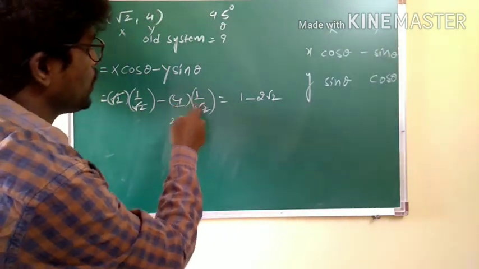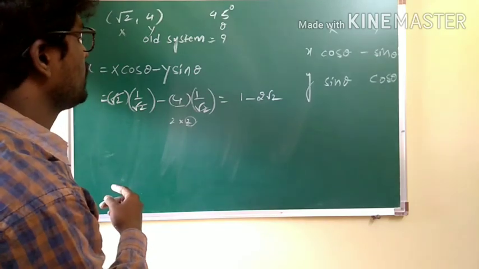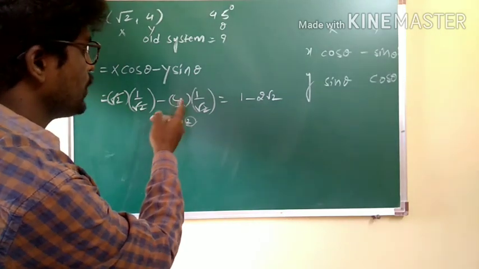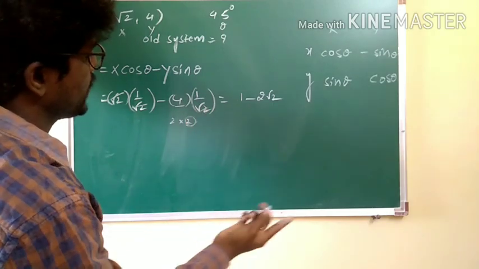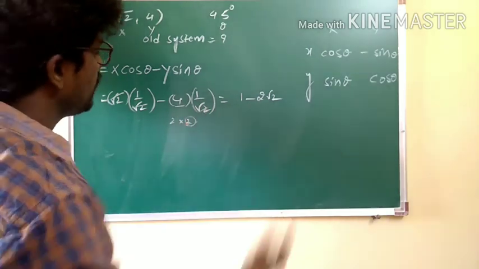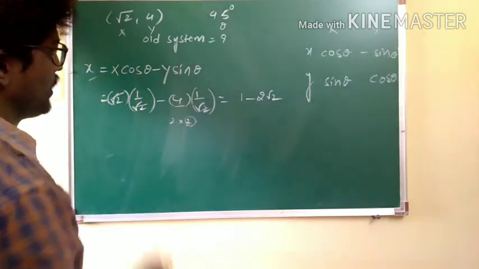We have here 4 into 1 by root 2. Here 4 can be written as 2 into 2, and 2 can be written as root 2 into root 2. So root 2 and 1 by root 2 get cancelled. We will be left with 2 root 2. 1 minus 2 root 2, that is the x coordinate.